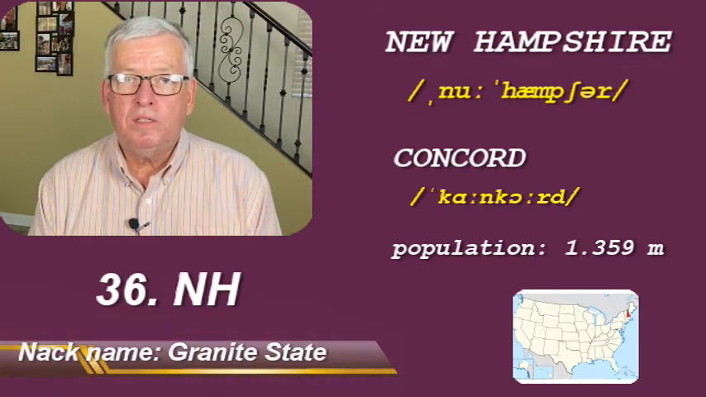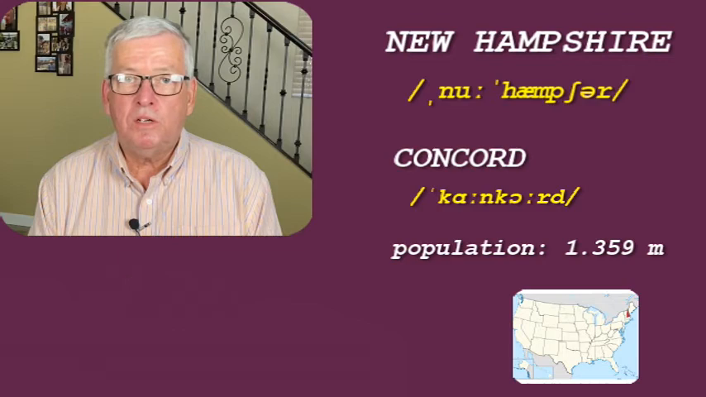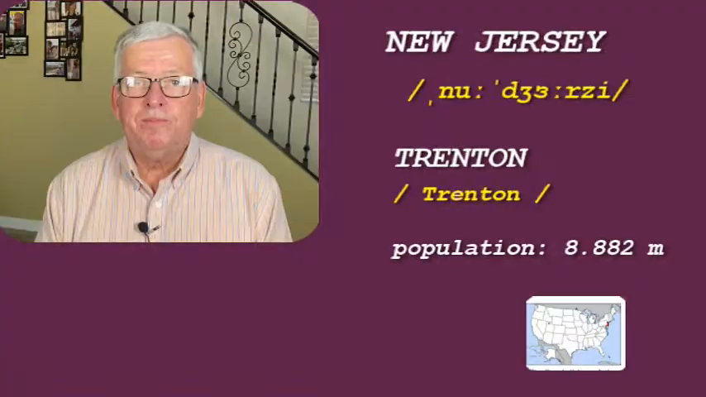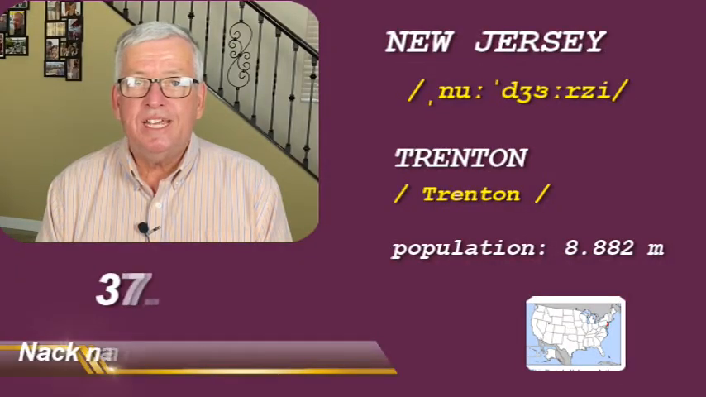Concord. Number 37 is New Jersey. The capital city is Trenton.